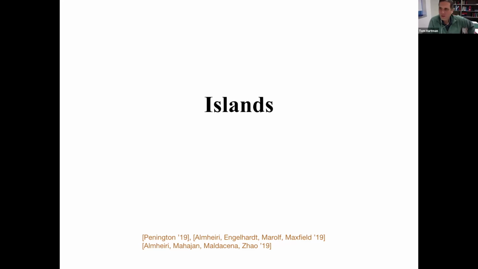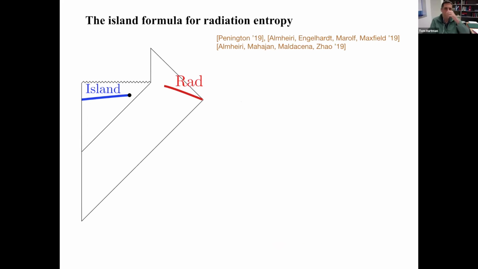So the starting point is this idea called islands, which was proposed in these papers in 2019. So what is an island? Well, this proposal is that the entropy of Hawking radiation should be calculated not by the usual formula, but by a new formula called the island formula. The way it works is the following. We're interested in calculating the entropy of the red region, the region R, where we've collected the radiation. To do that, we need a new region called the island, which is the region inside the black hole that's entangled with the radiation.